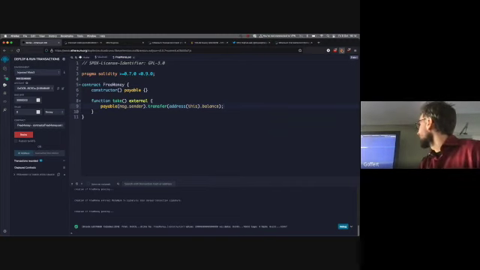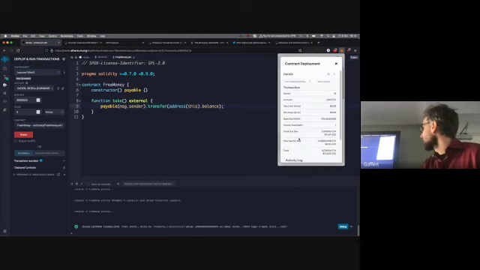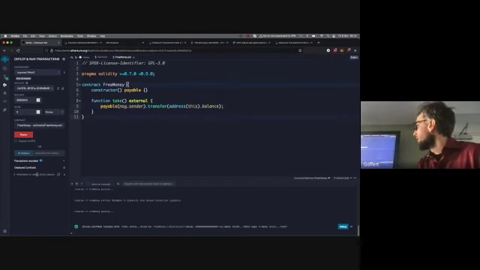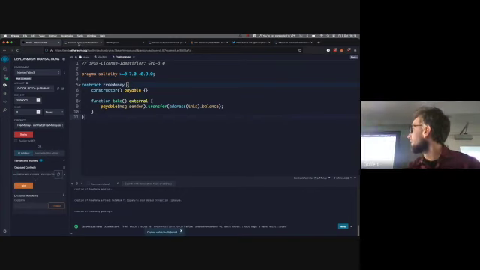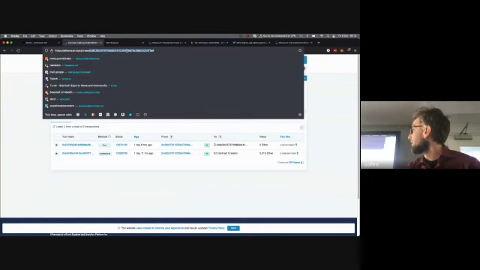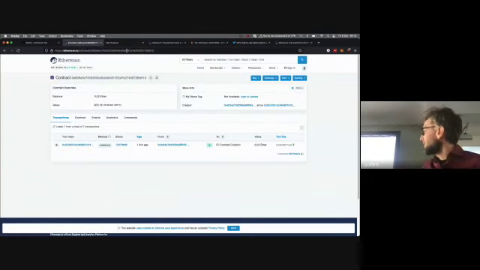Let's check if it actually got deployed yet. It looks like it did. Okay, so the contract was deployed. And now there's some free money somewhere, so we can take a look here. If we go to Etherscan, you can see here that we now have this contract deployed. But it doesn't look like anything is happening.